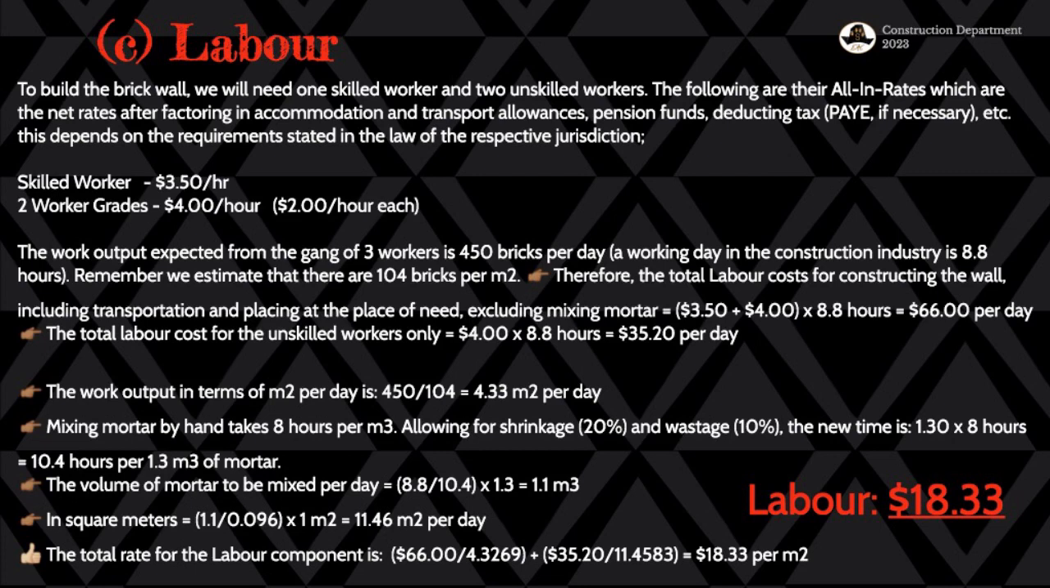So I then add the 2 fractions, and we get our total labor cost equal to $18.33 per square meter. So we're expecting to pay them $18.33 per square meter for their job, both for the bricklaying and for mixing the mortar. Let's move on to the last component, which is the profit.